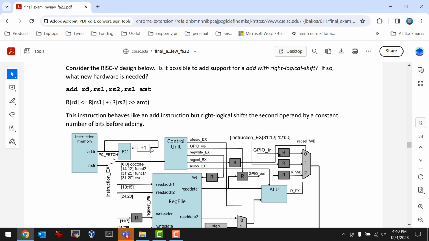Can we support this? Not with the hardware we've got, right? Because you need to add some hardware to do the shift. You might say we have hardware to do the shift, the ALU. Well, yeah, but the ALU also has to add. This instruction has to shift and add. We have to do 2 things. We only have 1 ALU, so you have to add hardware for this. Make sense? Like a second ALU.